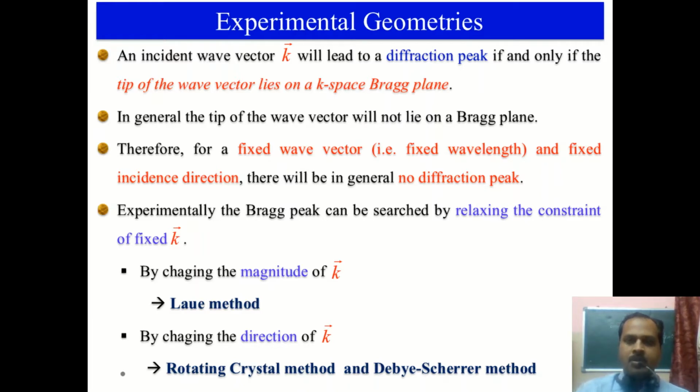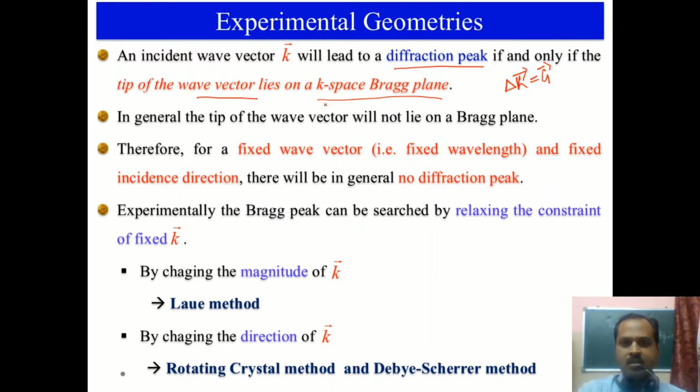We know that from the Laue condition, for the diffraction maximum to take place, the change in the wave vector delta k should be equal to G. So what does it mean? It means that the incident wave vector will lead to a diffraction peak if and only if the tip of this wave vector lies on a k-space Bragg plane.